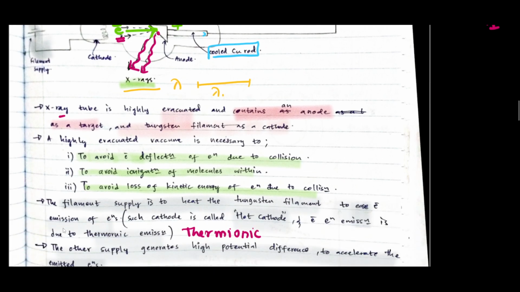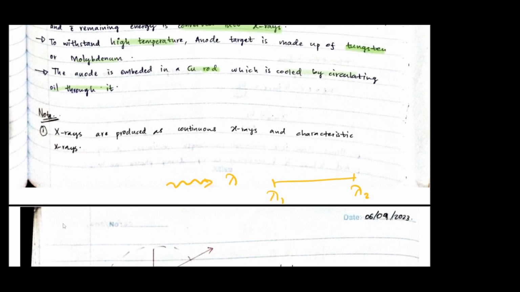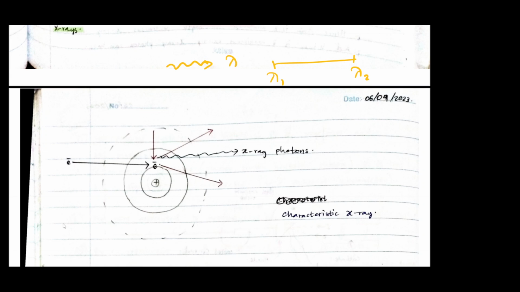So let's look at why that happens, so without getting a characteristic X-ray, I mean a single wavelength, instead, why we are getting a continuous wavelength. X-rays are produced in two ways. One we call continuous X-ray and the other we call characteristic X-ray. First, let's look at what is this characteristic X-ray.